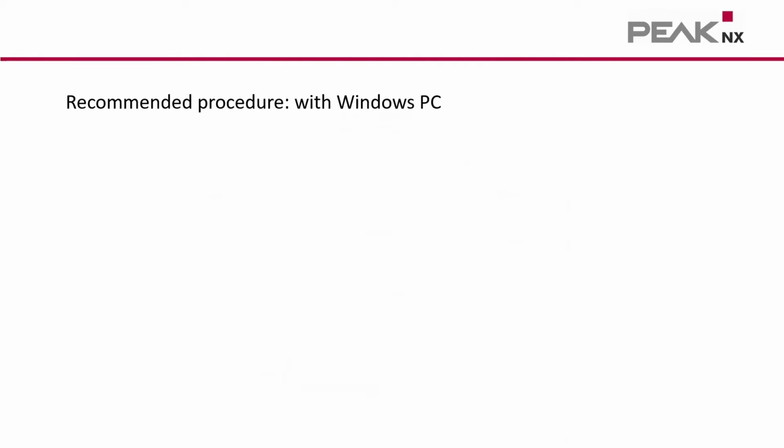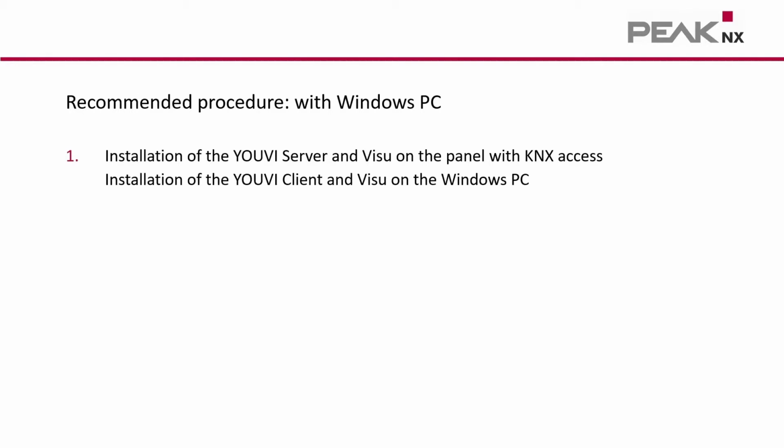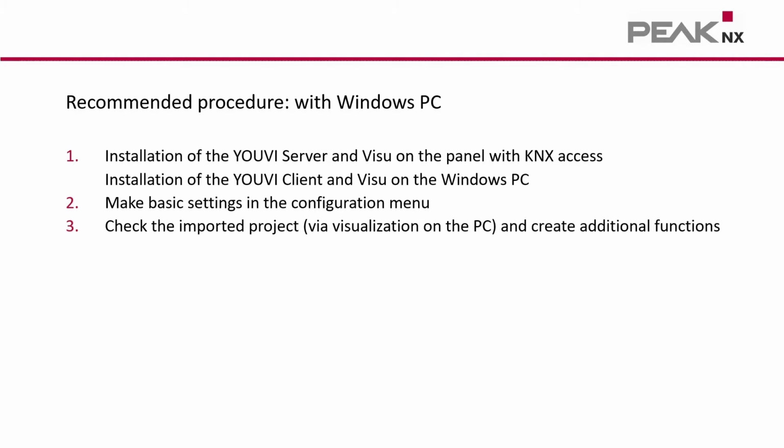The procedure is recommended for a Windows computer and will be shown in this video, but preparation also works with other PCs. For a Windows computer, we install the server on the panel with KNX access. The YOUVI client is installed on the Windows computer. Then we go to the configuration menu and set up the basic settings. Then we check the imported project. Then we install and set up add-ons if needed.